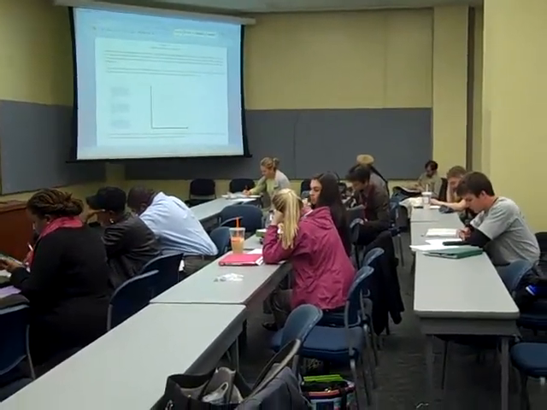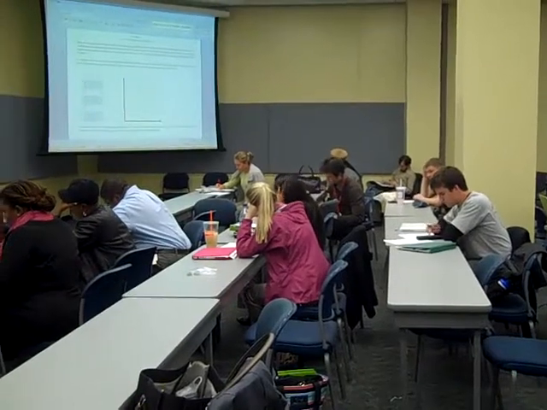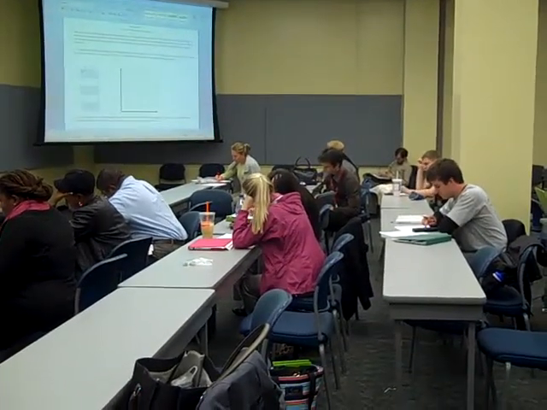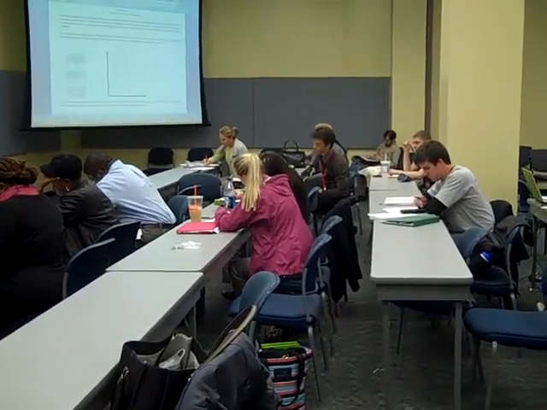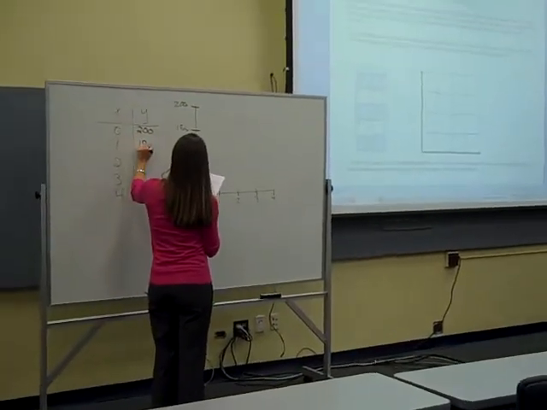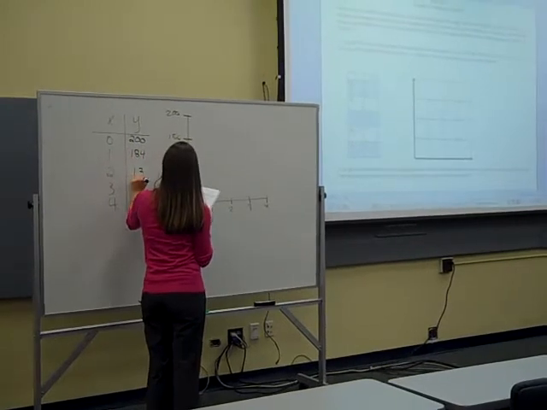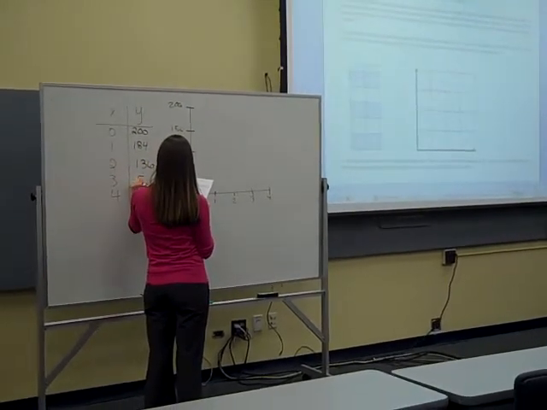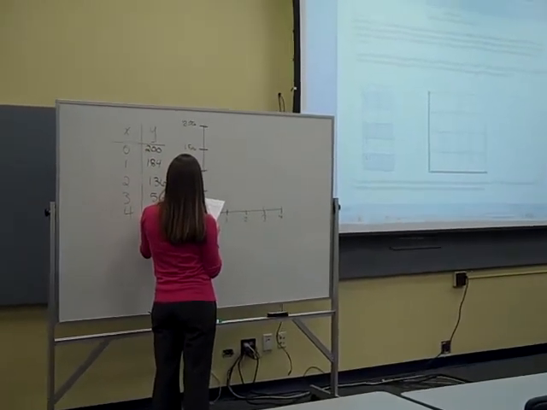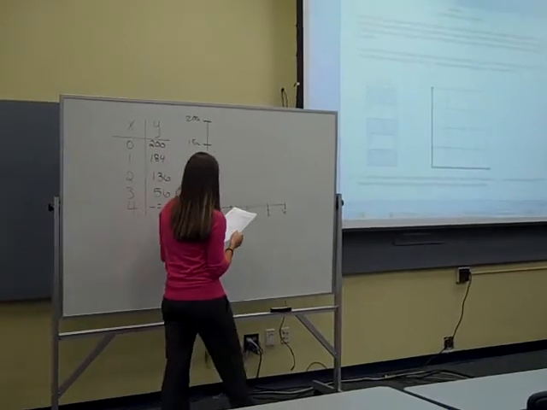Anybody have their XY chart filled out that wants to give me the y values? 200. Okay. 184. Okay. 56. And the last one? Negative 56. All right.